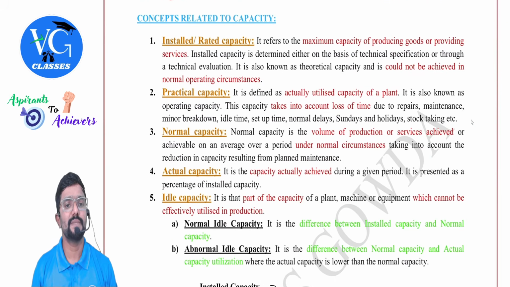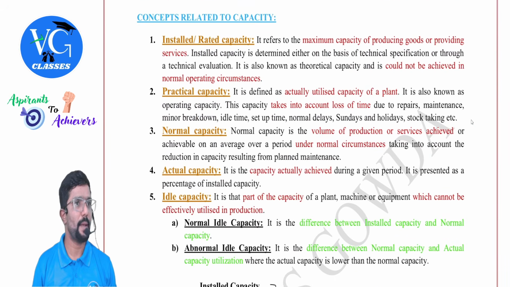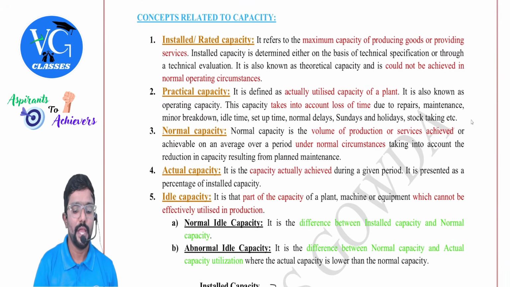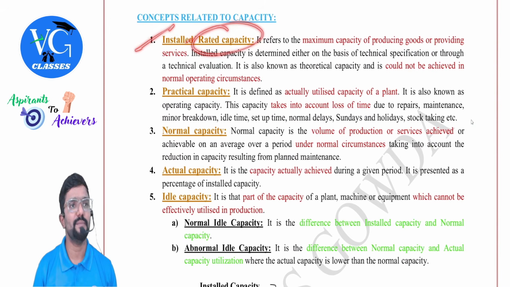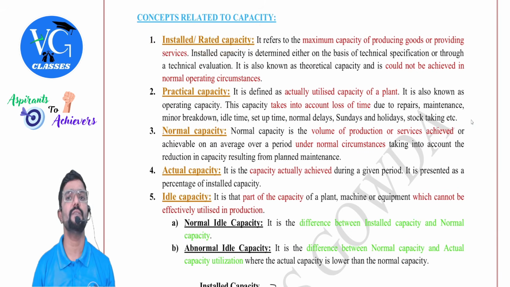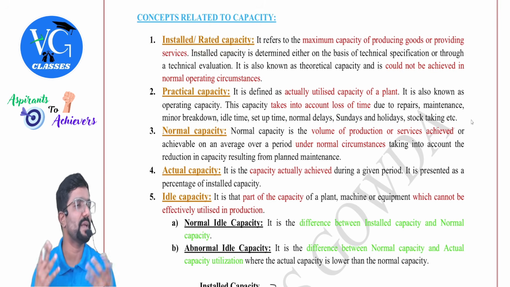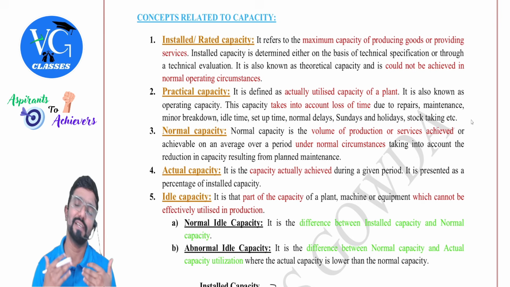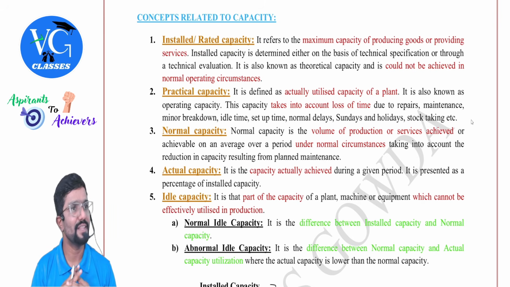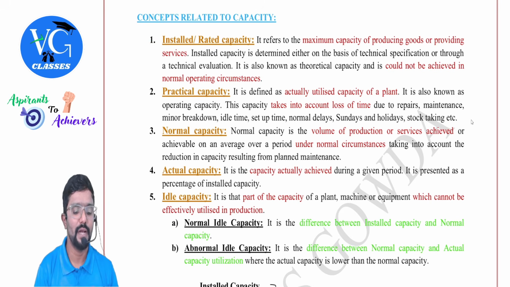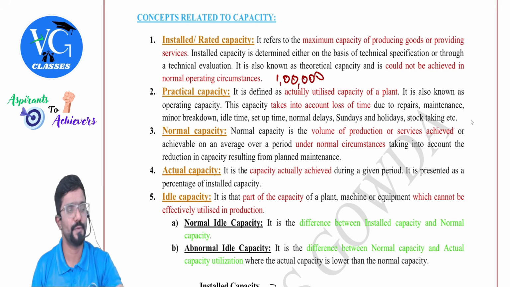Then concepts related to capacity utilization. Installed or rated capacity is the maximum capacity which an organization can work with. But can anyone work at maximum capacity? May not be, sir. Why? Because there will be idle time, guys. So this is the maximum capacity at which the company can operate. Assume guys, let me take it as 1 lakh units. Means if I work at maximum capacity, I can produce 1 lakh units.